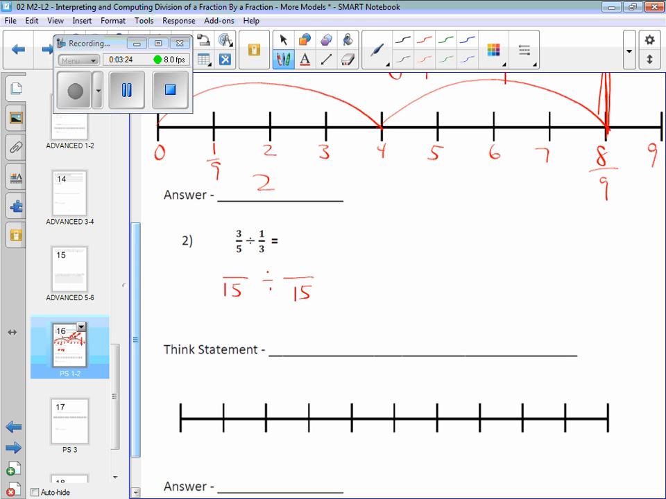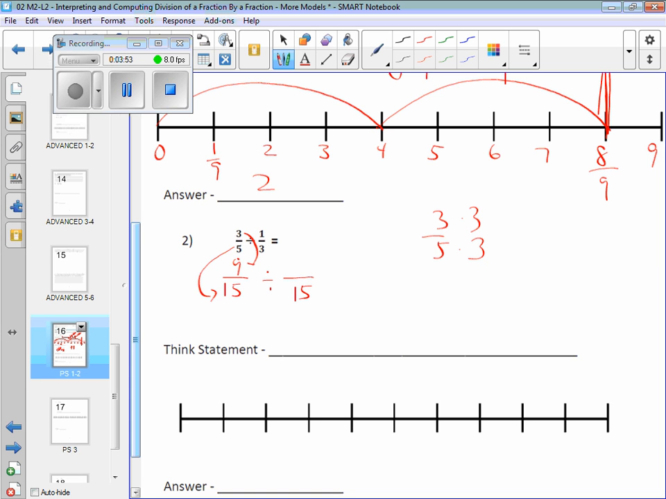Come on, I really want to see more hands. Antonio. It's equal to 9. How did you do it? I did 3 times 3 to get 9, and I did 5 times 3 to get 15. Correct. To get from 5 to 15, you have to multiply by 3. So you do the same thing with the numerator, and you get 9.